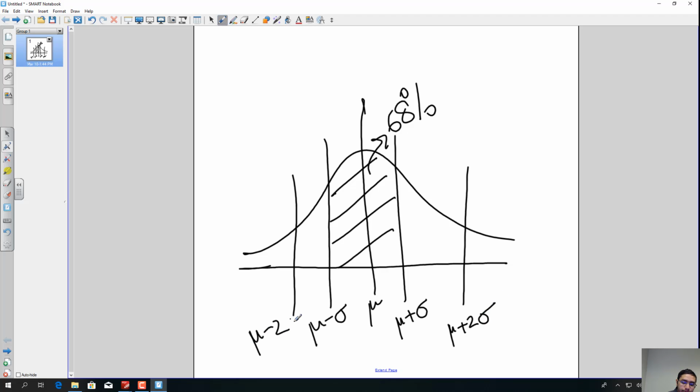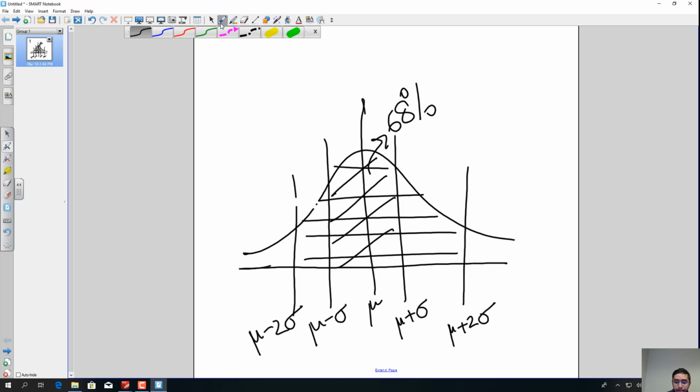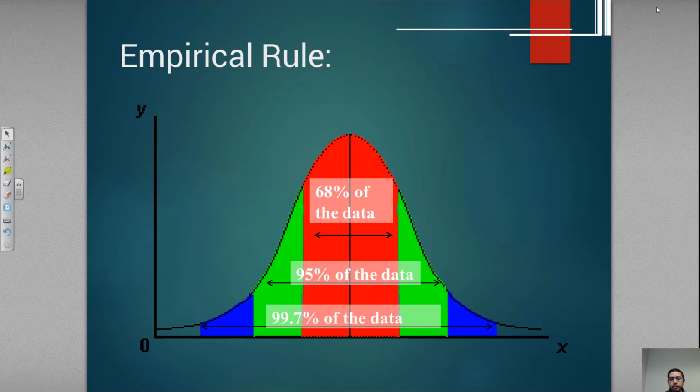and mu minus 2 sigma, then this whole area, like here the green area plus the red area, will have 95% of the data. And if we go to 3 sigma, then the blue, green and red areas combined give us 99.7% of the probability.